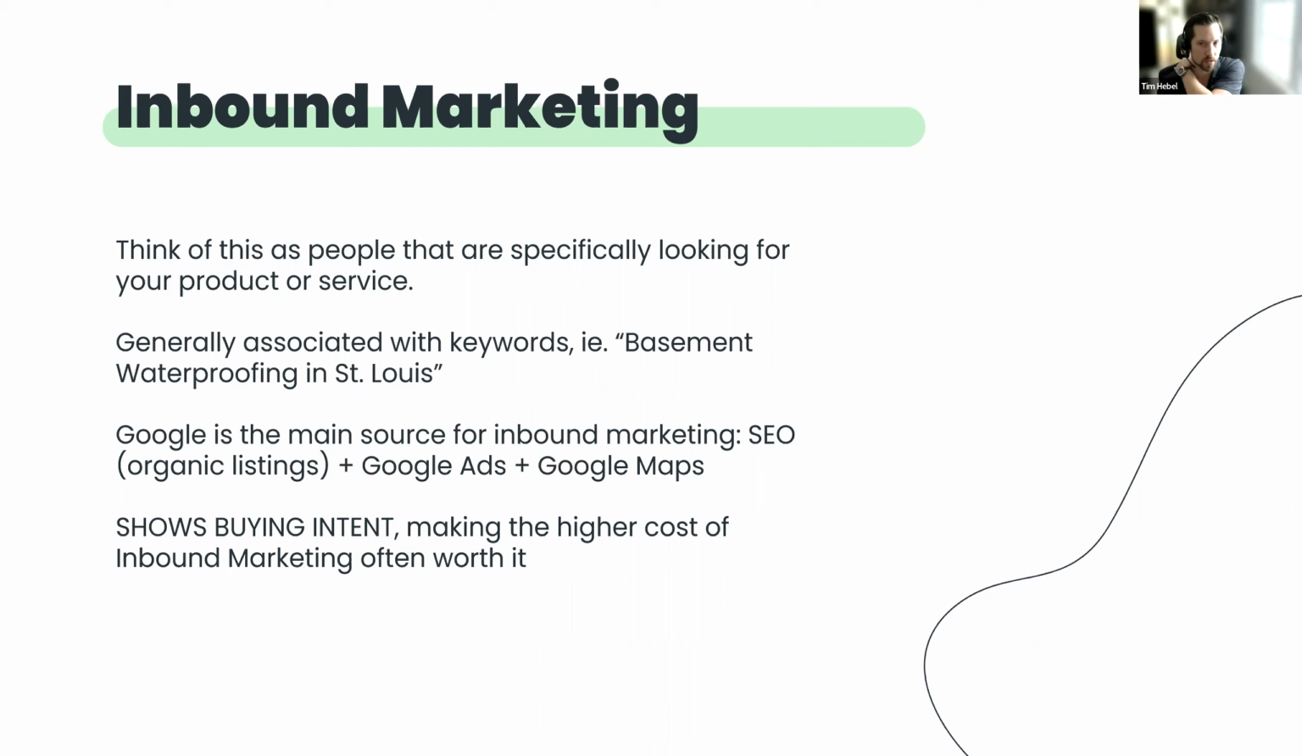So Google being the main source of inbound marketing, it's really split into three main pieces there. There's SEO, which are the organic listings. There's Google Ads, which is essentially the paid version of the same thing. There's also Google Maps or Google My Business, which is essentially your profile that goes on Google.